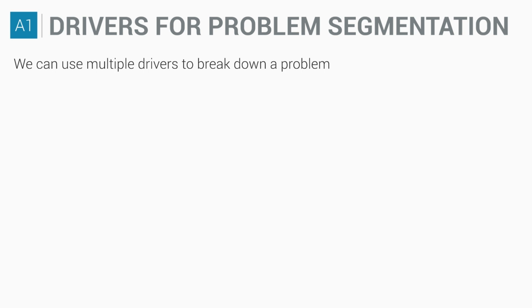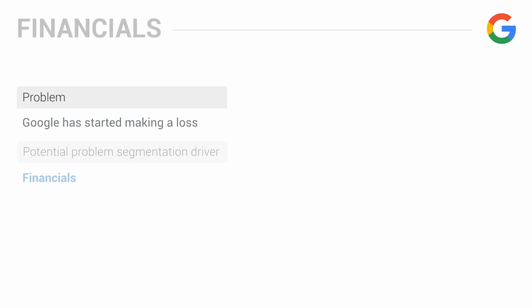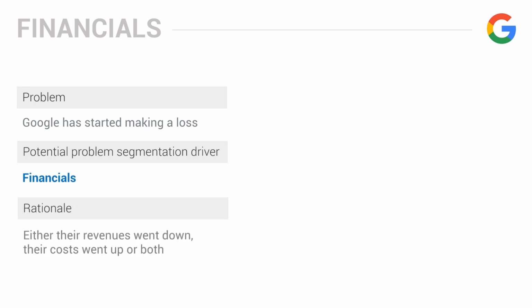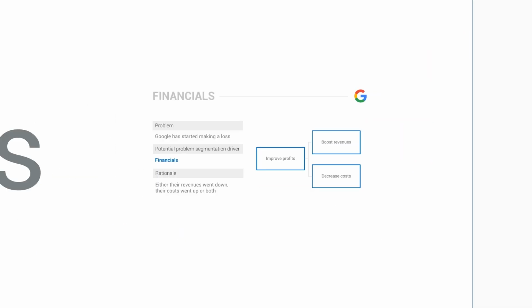Let's look at each of these. Financial segmentation is particularly useful in profitability cases. Let's say the problem statement is that Google has started making a loss. A financial driver would be apt as either their revenues went down or their cost went up, or both of these things happened at once. Therefore, to improve profits, they need to look at two things: boosting revenues and/or decreasing costs.